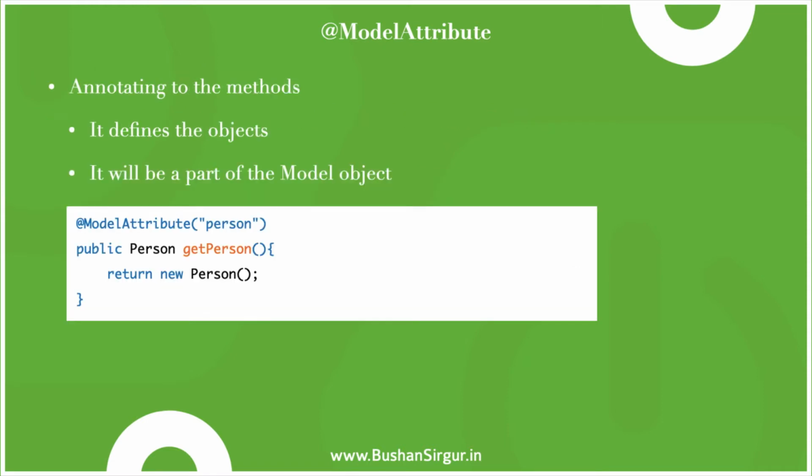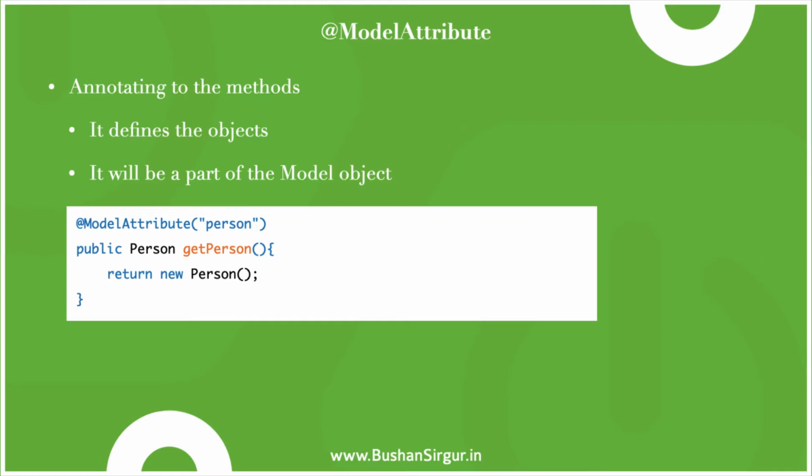Another scenario is annotating this on methods. If we annotate this on a method, let's see what will happen. First of all, it defines the object, and as soon as we define the object, it will be a part of the model object. So we don't have to explicitly add that object to the model, like model.addAttribute. We don't need to do that. If we add the @ModelAttribute annotation to the method, the object will automatically be a part of the model attribute. Later we can use that inside the views.